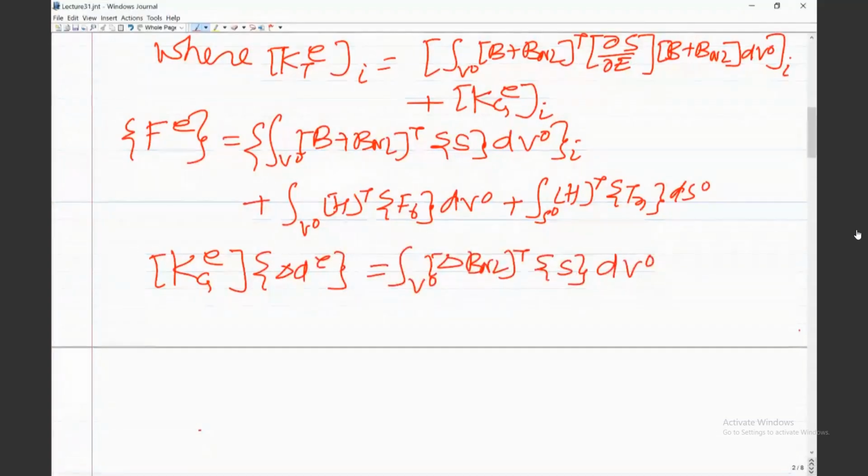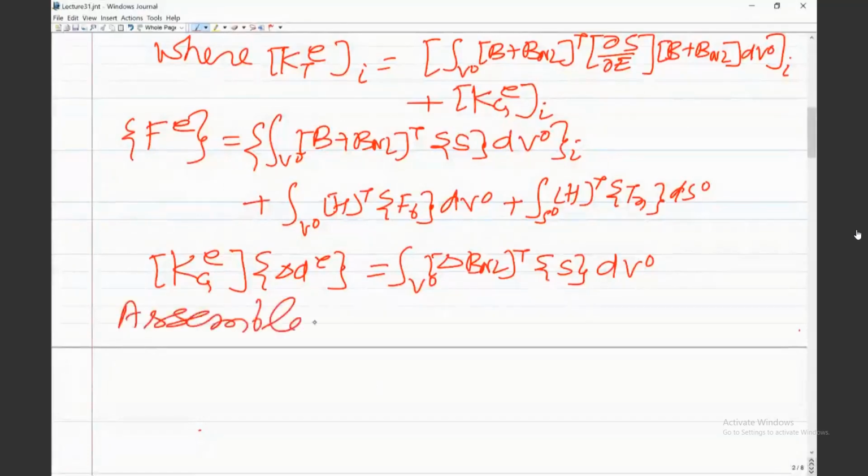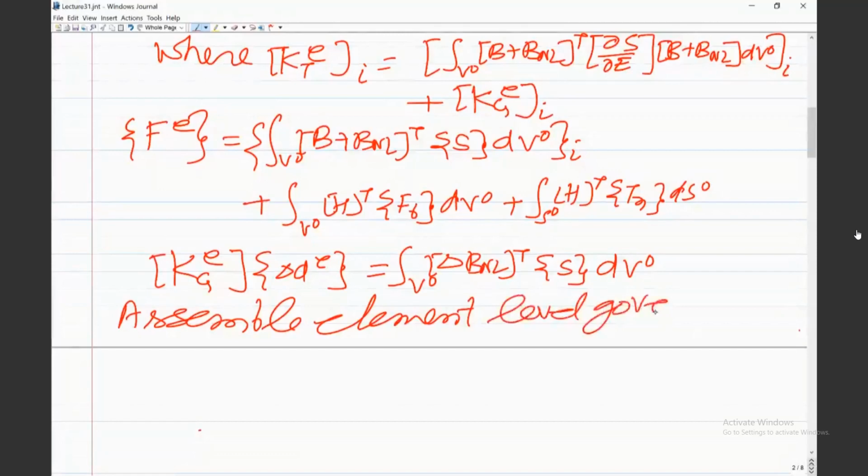So once you have got this equation, then of course you assemble the element level governing equations, impose boundary conditions and solve for delta D.